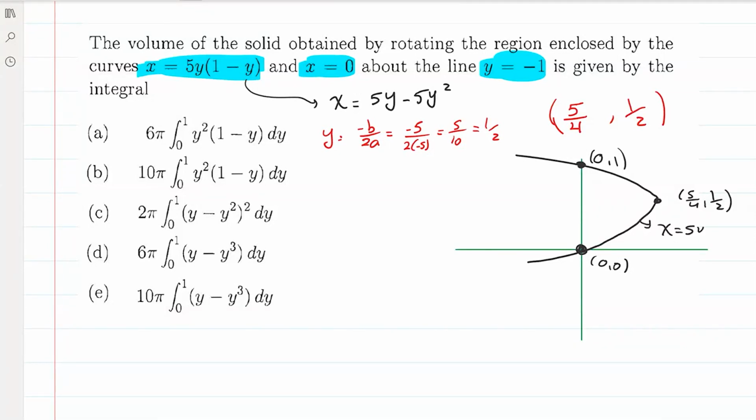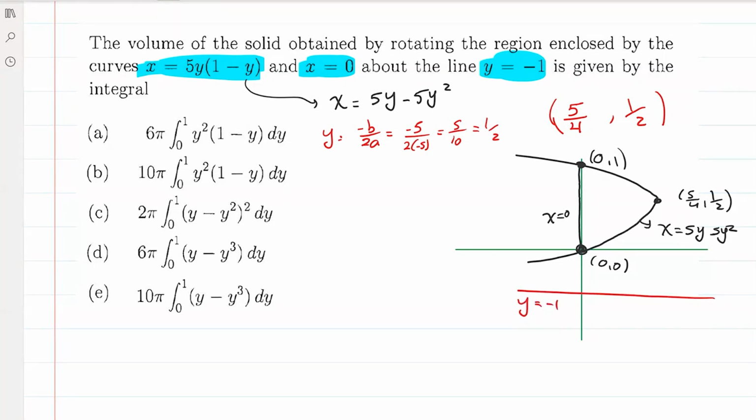Okay, so this is my curve, 5y squared. Now, we need to find the volume of revolution of the area enclosed by this curve and x equals 0. Where's x equals 0? It is the y-axis. So this is my region. Good? Now, this region will revolve about what? About the line y equals minus 1.